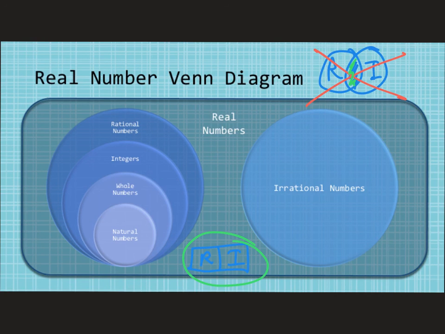Sometimes you'll also see people will try to trick you. They'll take rational, put irrational inside each other because they want you to think that it's like integers. This is also not correct. And that is some information about irrational numbers.